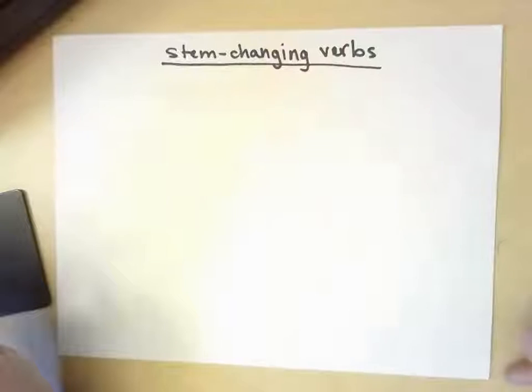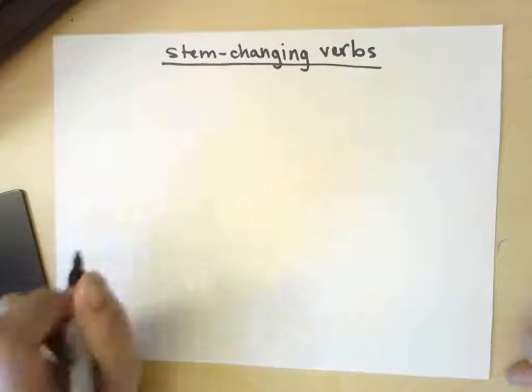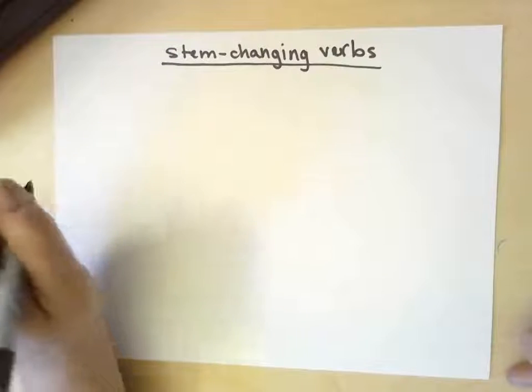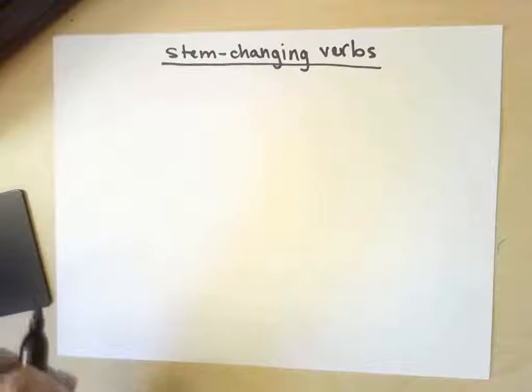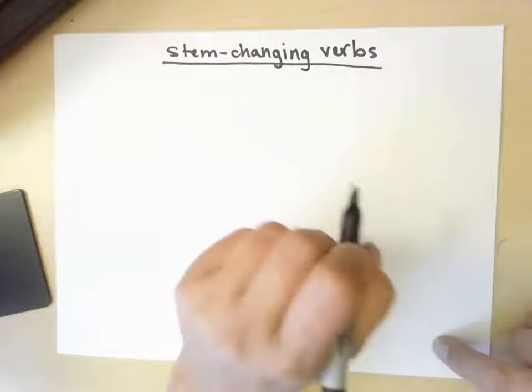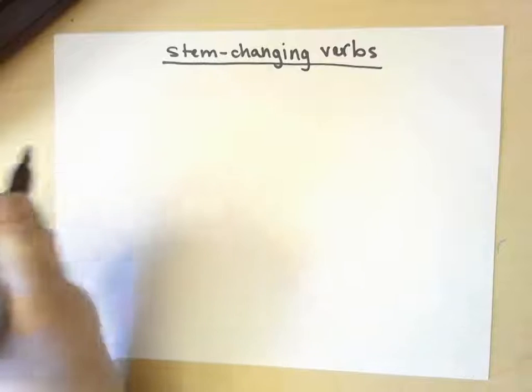This is a little grammar tutorial that you're going to complete in class. You're going to take notes in your notebook, and then you are going to show me to verify that you've done the work. Our topic here is stem changing verbs. You may have seen these before. We have certainly used these before.